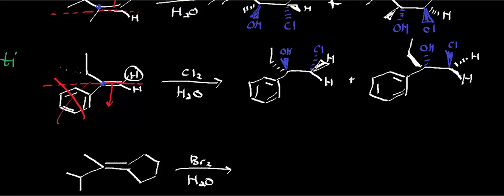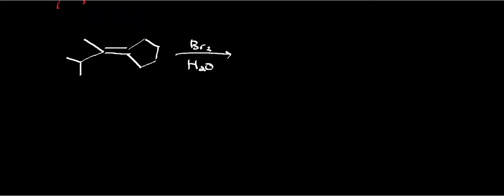Notice in this case, this carbon right here is not chiral because it has two of the same group, the two hydrogens. However, this carbon is chiral. It's still chiral, and so this still is the enantiomer of this one. It's just that there's only one chiral center. Now this one is a little bit of a trick question.